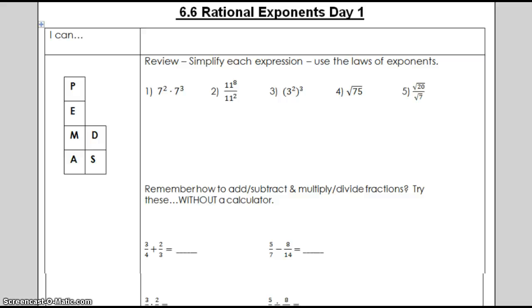All right, so this first part of 6-6 Day 1 is just going to be a review of the law of exponents. It's going to end up helping you when it comes to the radicals because we're going to end up applying the same rules. So one way to remember it is to kind of use this chart.